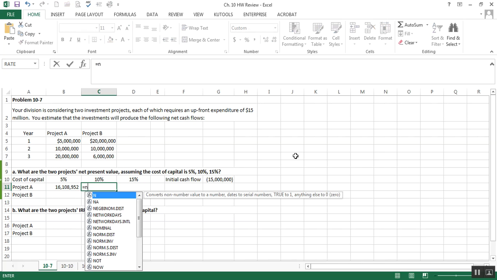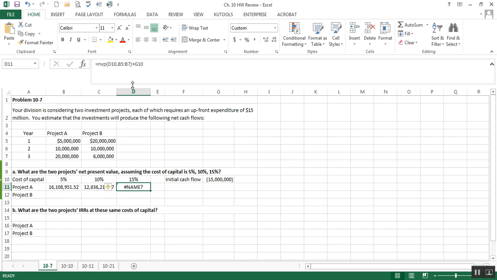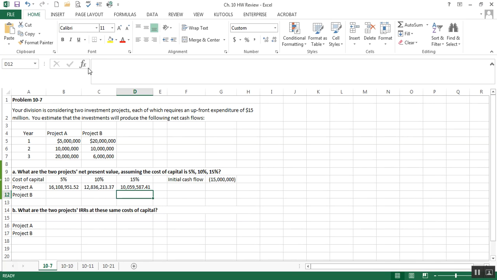Let's look at NPV at 10%. It's the same process. 10% is the rate. We're doing project A cash flows and we're adding in our initial cash flow in year 0, 12.8 million, and at 15%, oops, spelled NPV wrong, it's 10.1 million.